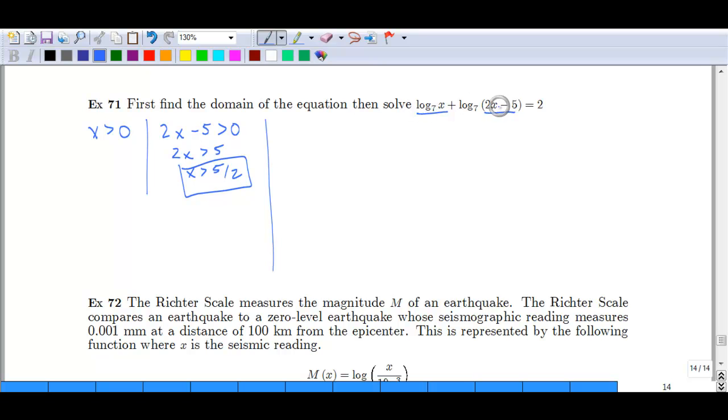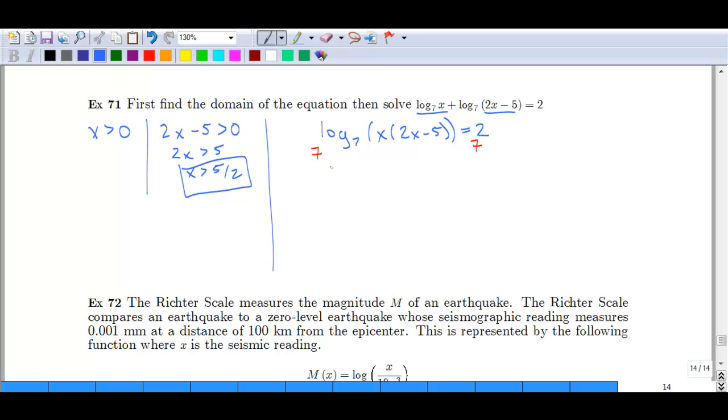We are going to combine our logarithms, so we end up with log base 7 of x times 2x minus 5 is equal to 2. The only difference here is that instead of this being log base 10 or log base e, it's log base 7. So instead of using 10 or e, we are going to use 7 as our base, and both sides here as our exponents to get rid of that log base 7.